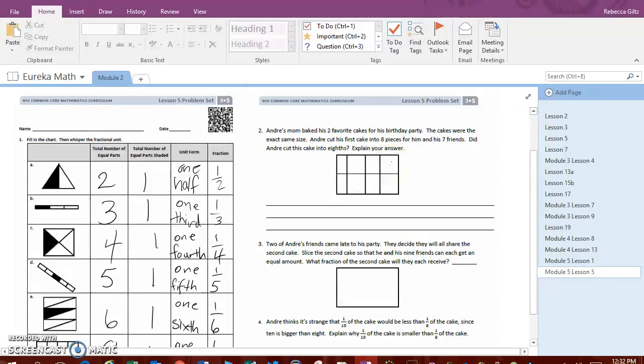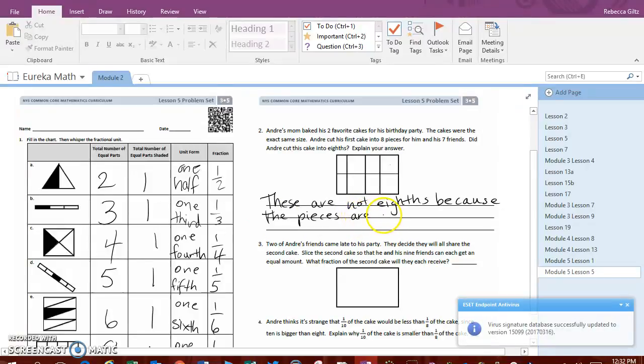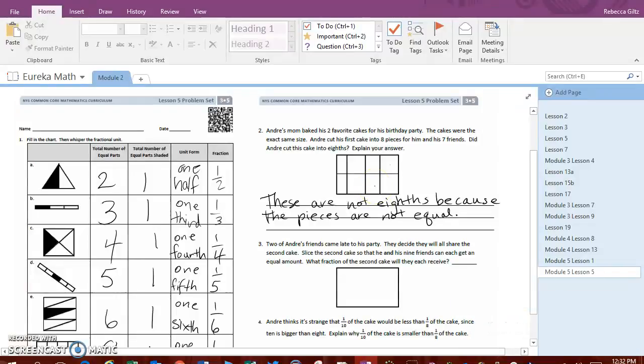So we're going to say these are not 8ths because the pieces are not equal. Okay, you can see this first column of pieces is real skinny and this is a real fat section, so those all should be equal if they are going to be 8ths. Okay, so hopefully that makes sense.